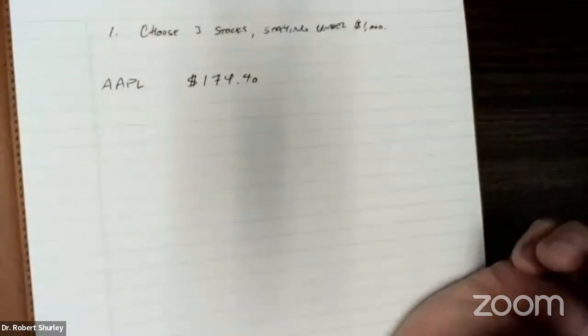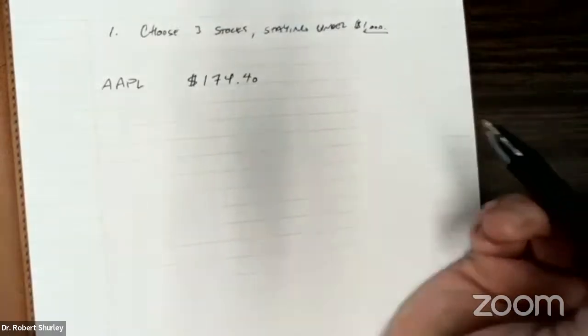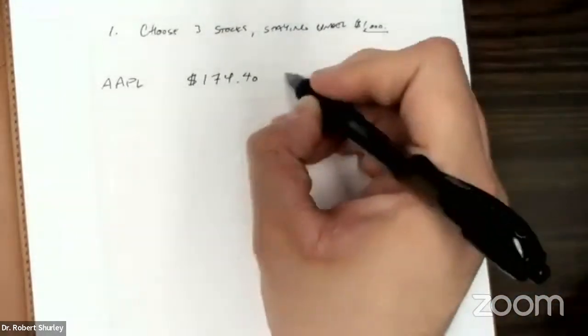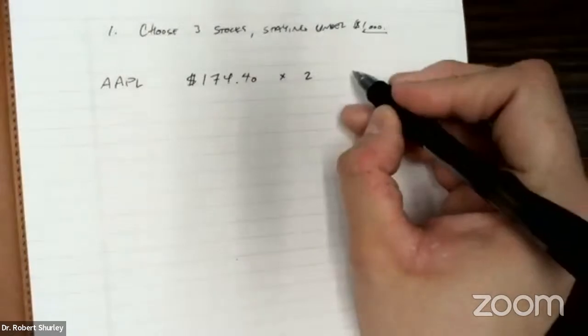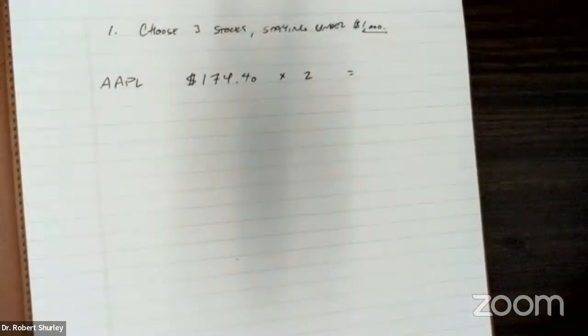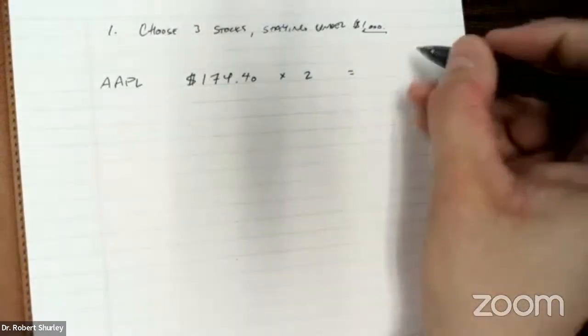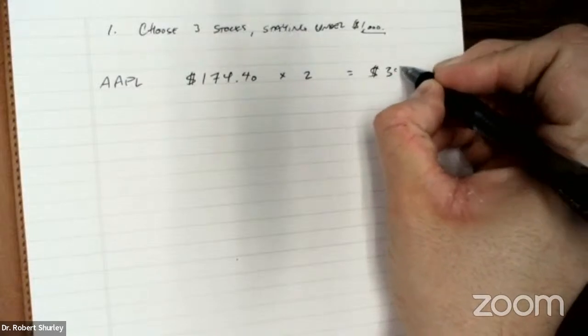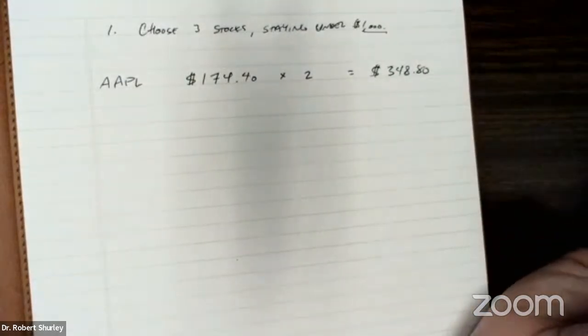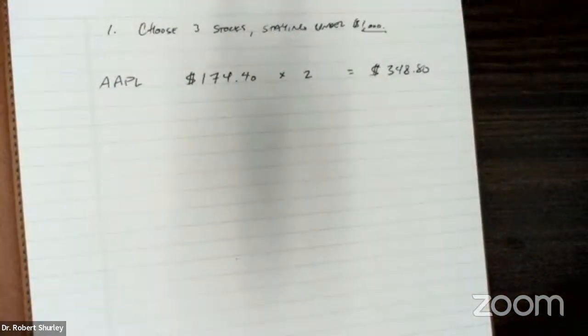It's sharing at $174.40. Now, I've got $1,000 to play with. I'm going to buy two of these, so I'm going to say times two. I'm going to have to take out my calculator and do 174.40 times 2, and I get $348.80.